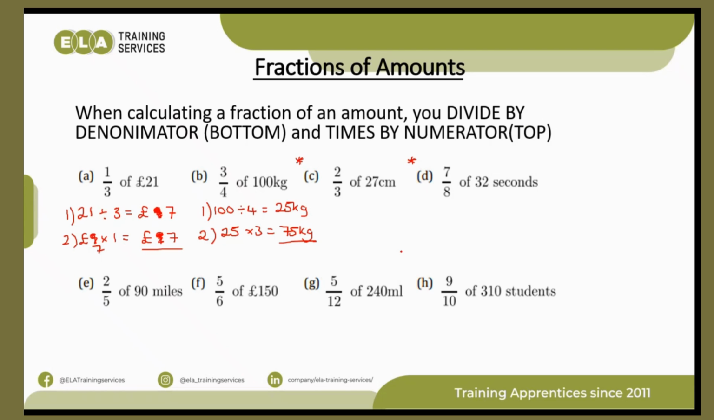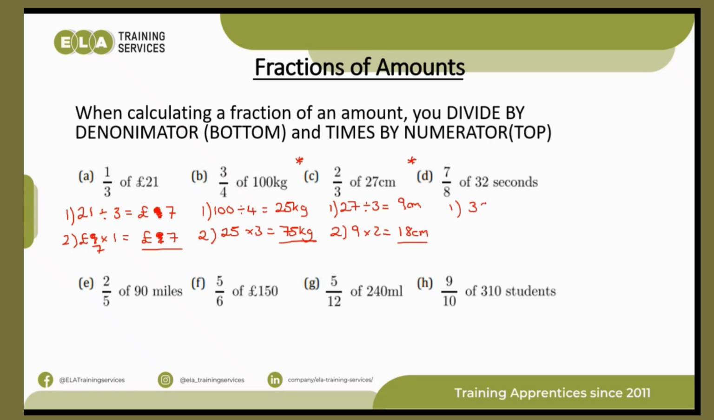Okay, let's have a look at these answers. So 2/3 of 27. Step 1, 27 divided by our bottom, which is 3, which gives us 9. And then step 2, 9 times 2, which is 18 centimetres. So well done if you got 18. Okay, our last one that we're going to have a look at.